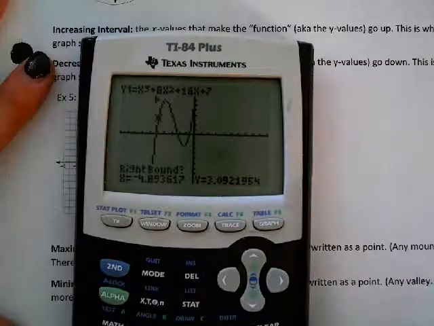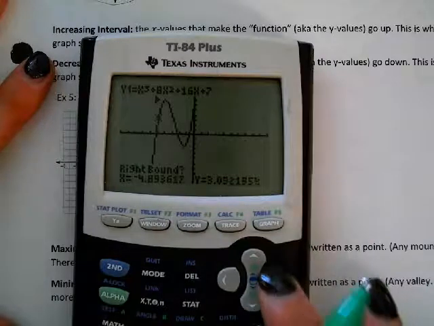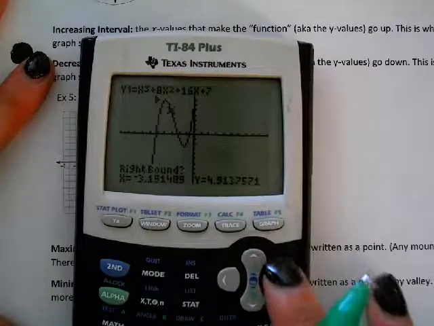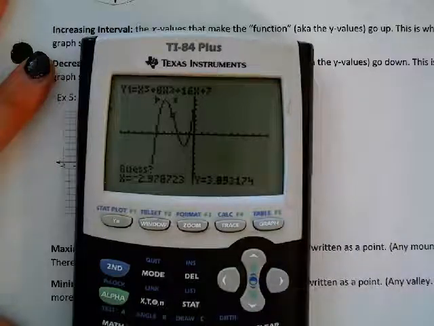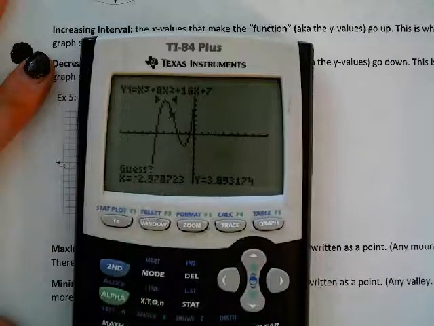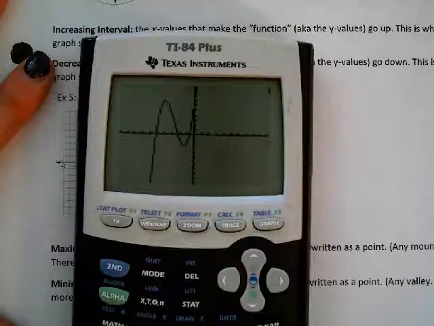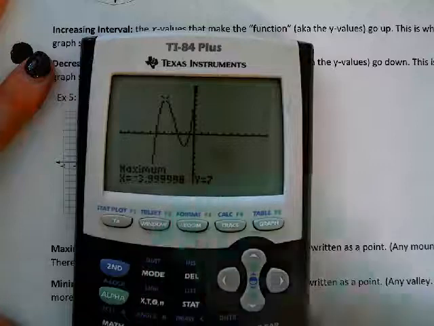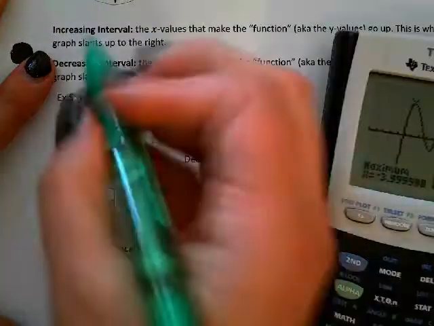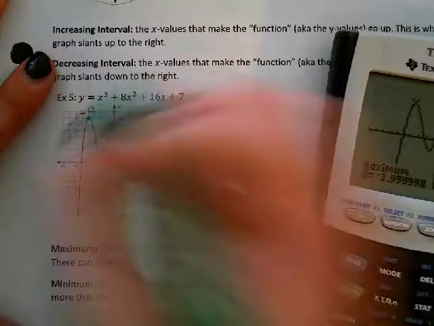I pressed enter, now it's asking me for the right side, so I'm going to scroll over to the right side by hitting the right arrow. Is that on the right side? Yep. Press enter. The guess is always silly, so I'm going to press enter one more time. So that x value is -3.99999. Pretty good assumption that that calculator is trying to say -4. So I'm going to go ahead and write -4 there.